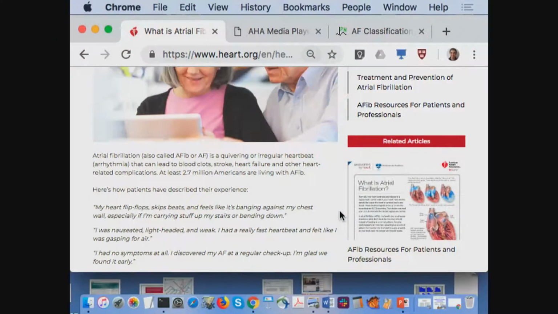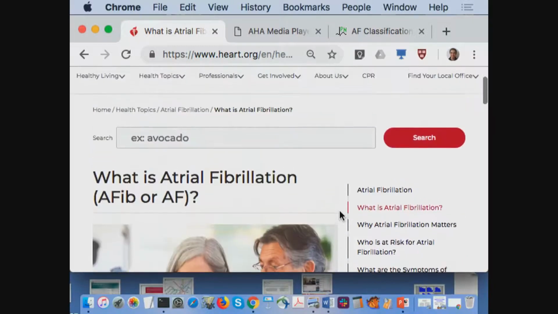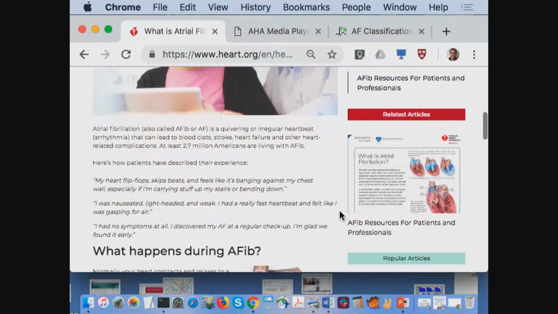So this is from the American Heart Association. They define atrial fibrillation as a quivering or irregular heartbeat, also known as arrhythmia. And one of the big challenges is that it could lead to blood clots, stroke, heart failure, and so on. So here's how a patient might describe having atrial fibrillation.